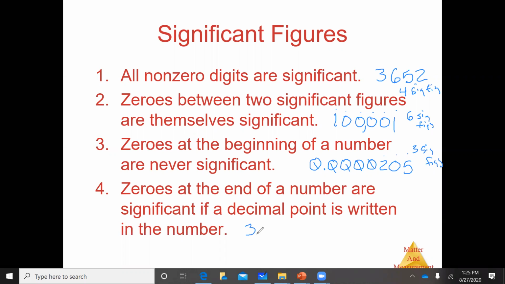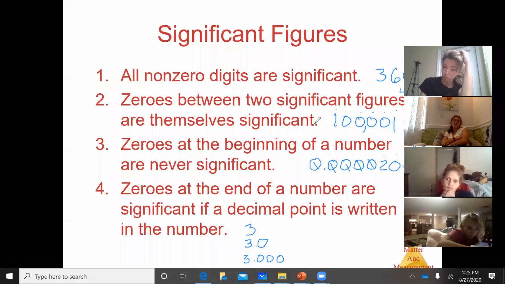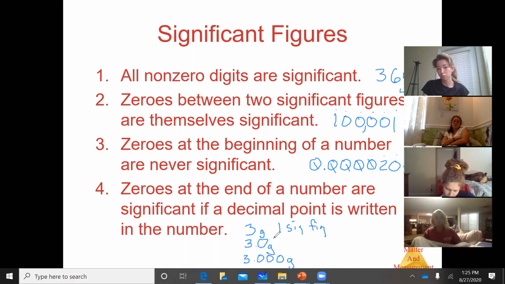I'm going to write the same number a couple different ways. Okay. So I'm going to write 3, 3.0, and 3.000. In that first one, I'm just saying, it's like 3. Maybe we're talking about grams. It's 3 grams. So you may be looking and saying, well, aren't those all saying 3 grams? No, this is like casually saying 3 grams. I'm somewhere between 2 and 4. I'm going to say 3 grams. So this thing has 1 sig fig. Really low accuracy number.